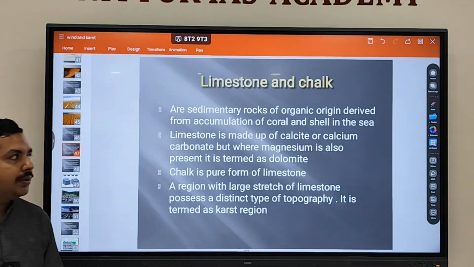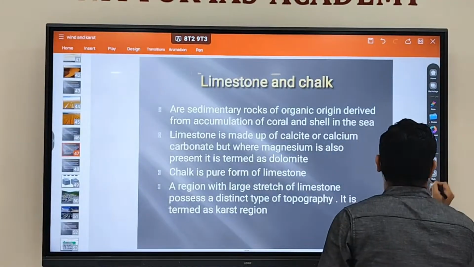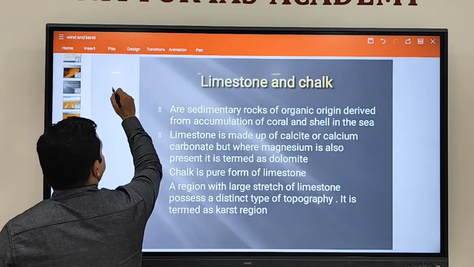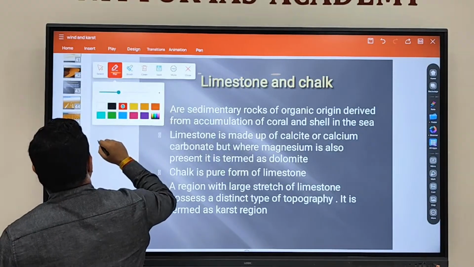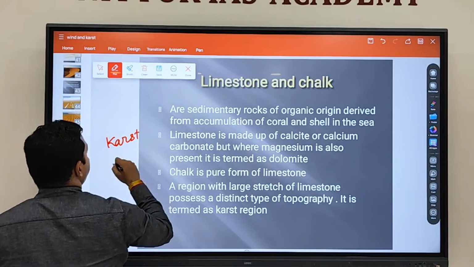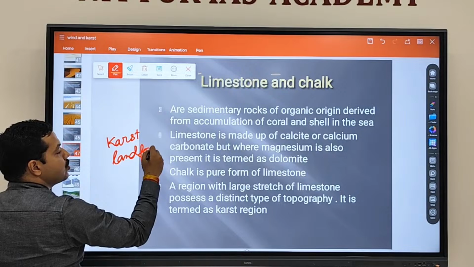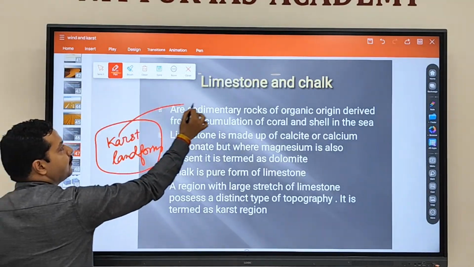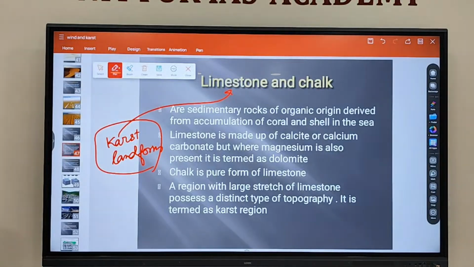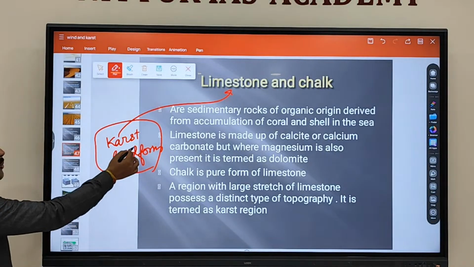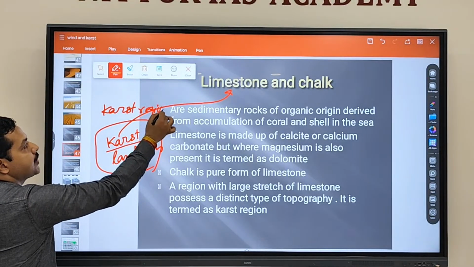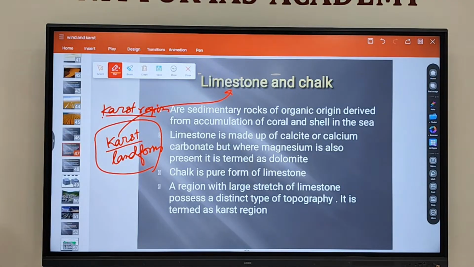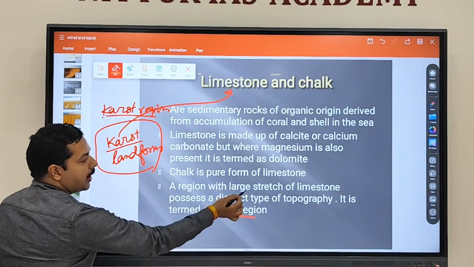Now we are coming to another landform, which is called karst landform. Any region where rocks are made up of limestone and chalk is referred to as a karst region. So you can see a karst region.